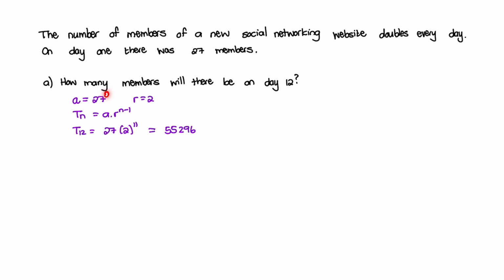So we simply substitute A with 27, the ratio R with 2, and N with 12. So therefore, there are 55,296 members on day 12.